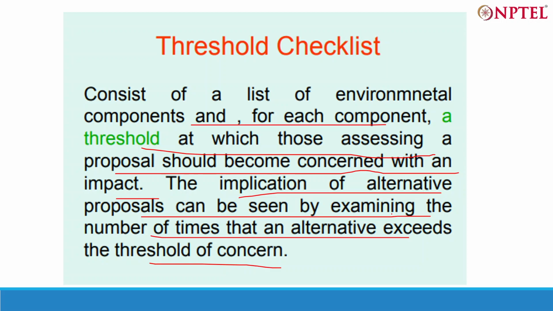So implication, like the number of times. You put a line, this is the barrier, you cannot cross that, that is the threshold. So the number of times it crosses that, you count that, and you know that yes, this impact needs to be considered. So this is the type of threshold checklist.